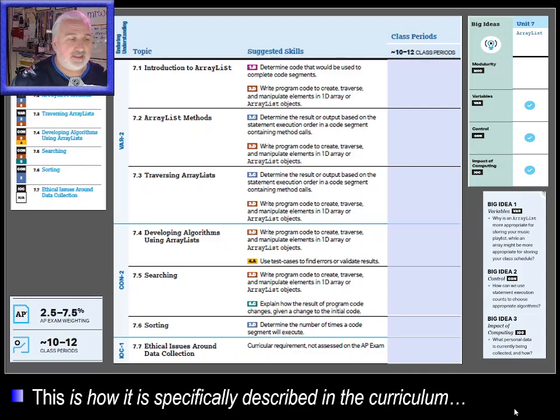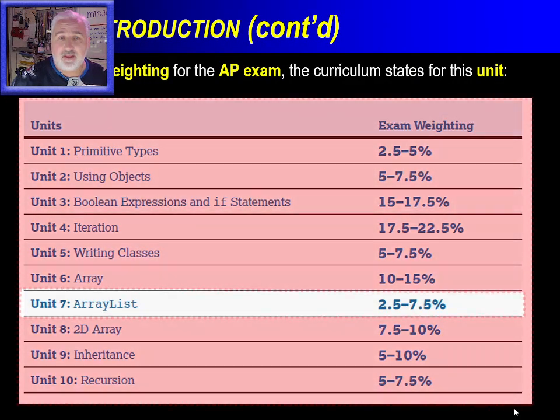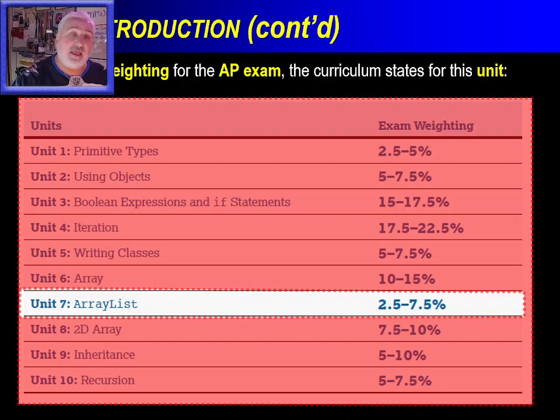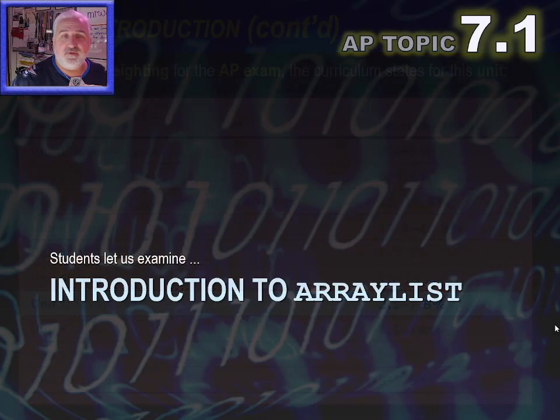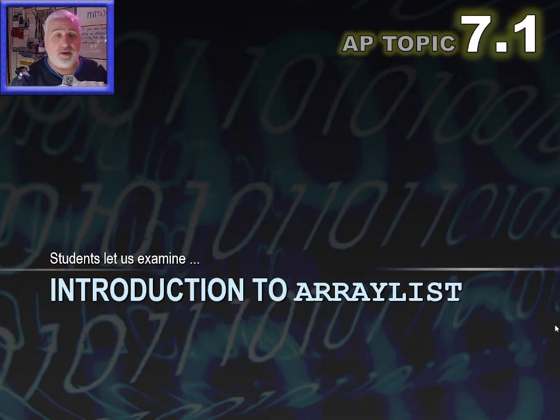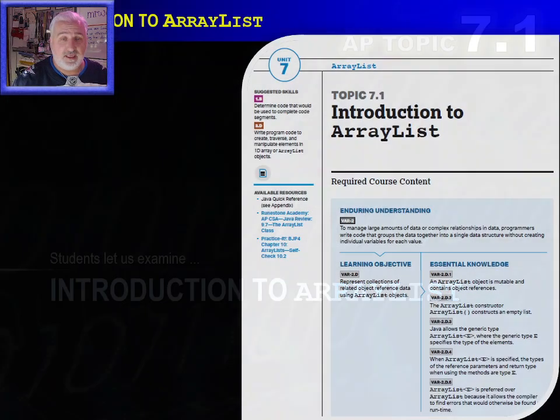All right, so let's see its weight in the AP curriculum. The ArrayList is at 2.5 to 7.5% of the AP exam. So it's very similar to maybe something like recursion or using objects. It's obviously a little bit more than just variables. It's a little less than something like the array itself. All right, let's move into the content of 7.1. Let me introduce the ArrayList.